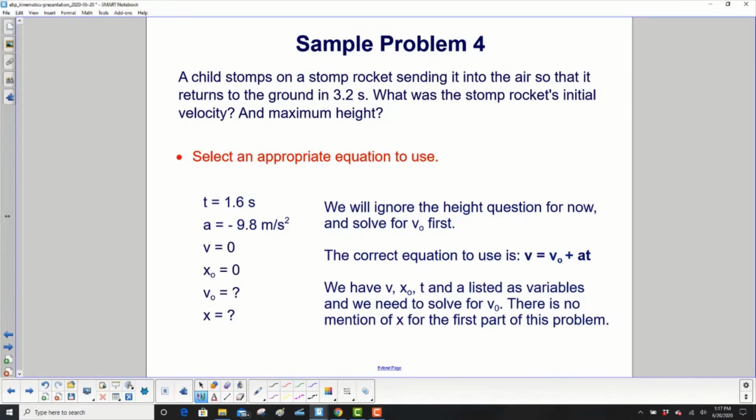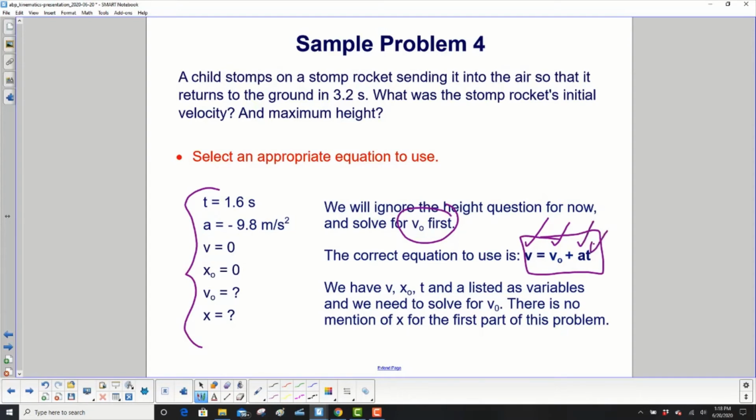Select an appropriate equation to use. So here's our variables and our constant. We'll ignore the height question for now and solve for v0 first. The correct equation will be this one. We have v, x0, t, and a listed as variables, and we need to solve for v0. There is no mention of x for the first part of this problem. So let's see, what do we have? We have v, okay, we'd like to find v0. We have a, that's negative 9.8, and we have t, which is 1.6 seconds, which is half the time of the total flight.